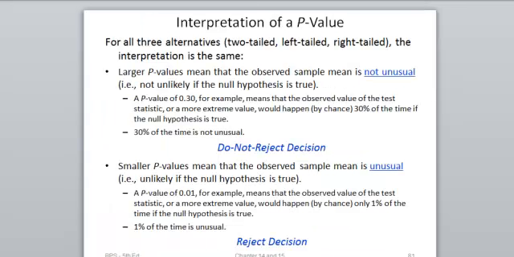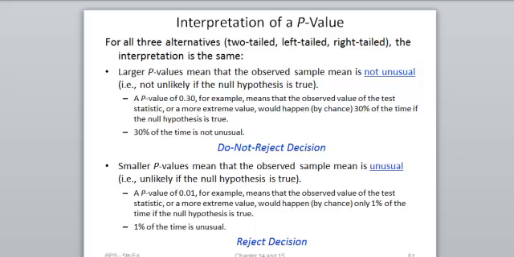As I stated earlier, for all three alternatives, two-tailed, left-tailed, right-tailed, the interpretation will always be the same. Large p-values mean that the observed sample mean is not unusual. That is, it's not unlikely if the null hypothesis is true. So things like a p-value being 0.3, that would be not unusual.